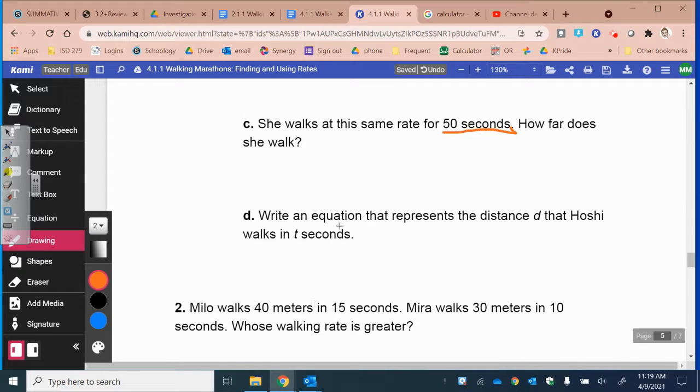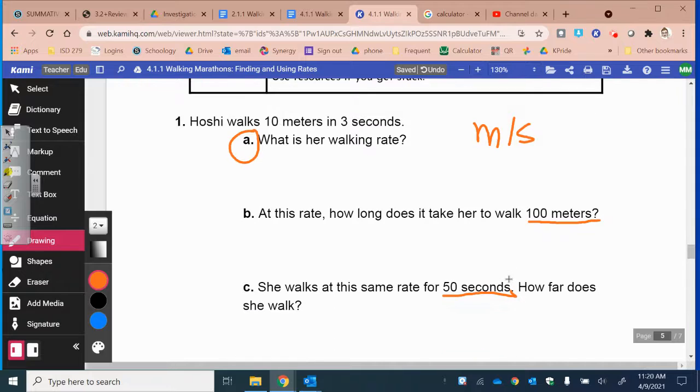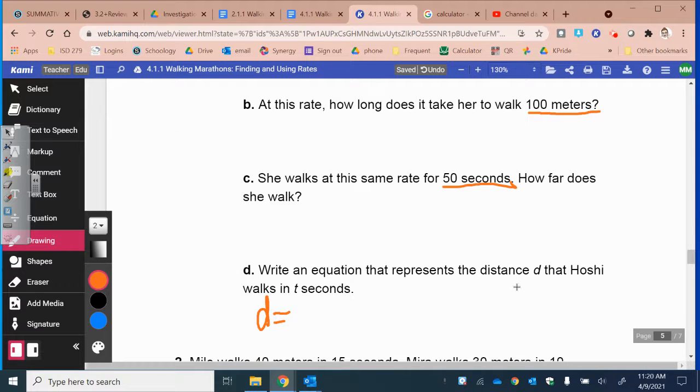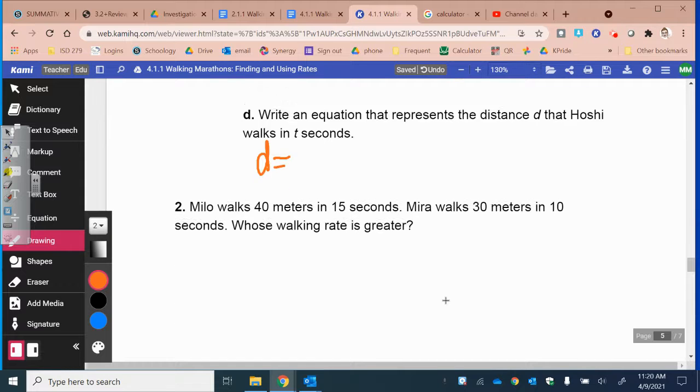And then it finally asks you to write an equation to represent the distance, d, that Hoshi walks in t seconds. And remember, our equations should start with d, and then on the other side here, there should be a t involved with it as well. And it should also include the walking rate from A. Remember, your walking rate is a unit rate, which also means that it's a constant of proportionality. And so you should be using that number in this equation.